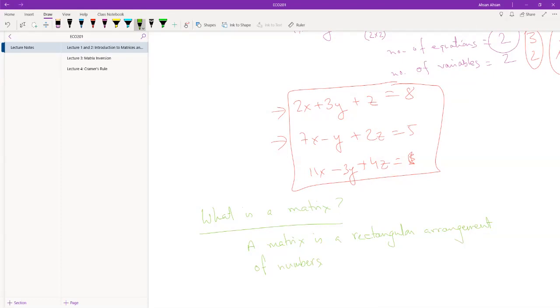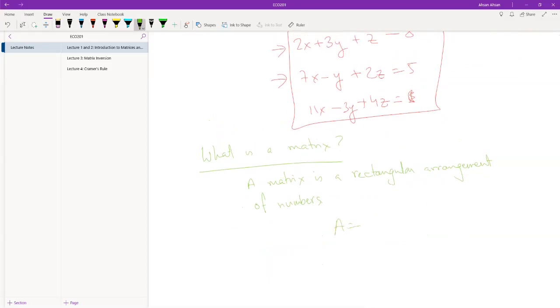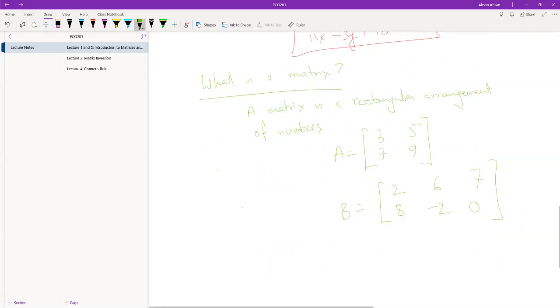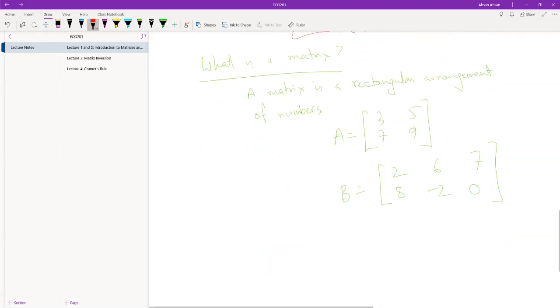And quite literally, that is all that a matrix is. When you organize numbers in a fixed order, that's a matrix. So if I have A equal to 3, 5, 7, 9, this is a matrix. If I have B equal to 2, 6, 7, 8, minus 2, 0, this is a matrix. Basically, I'm taking numbers and arranging them in a rectangular form. And square is rectangle.